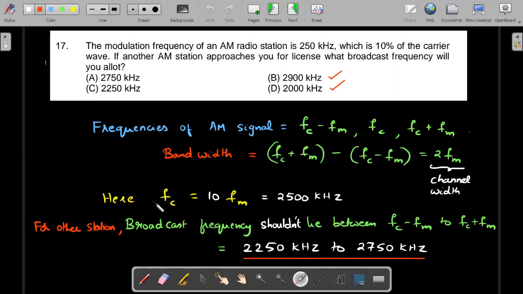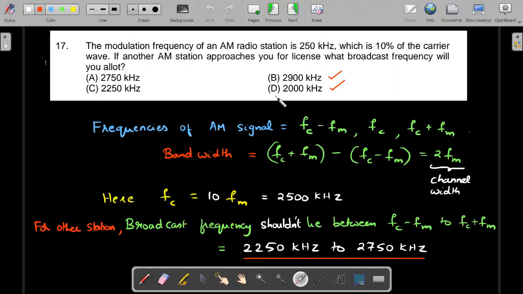Here FC is 10 times FM because he gave this 10%, which comes out to be 2500 kilohertz. So you know the 3 frequencies. Therefore the broadcast frequency of the present AM radio station lies between 2250 and 2750 kilohertz. Therefore, if the new station approaches you, obviously you should not give any license in between these 2 numbers. So the answer should not lie between these 2.